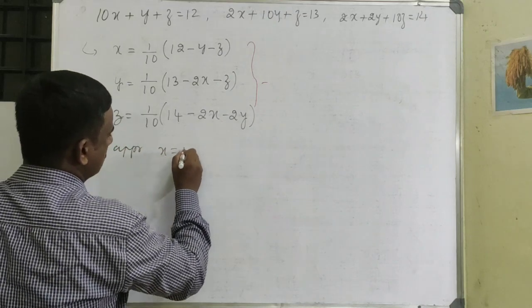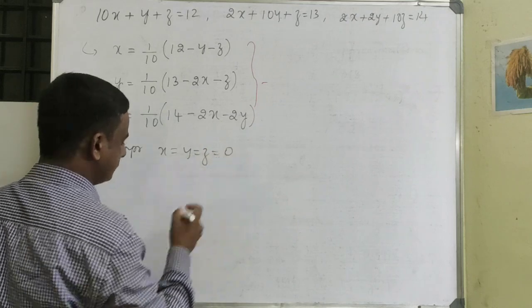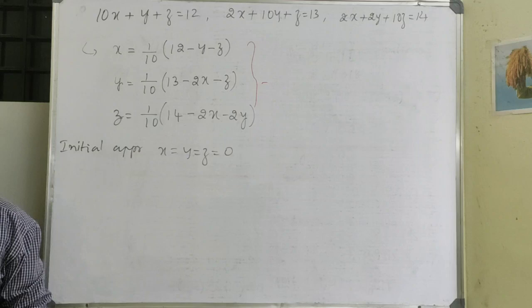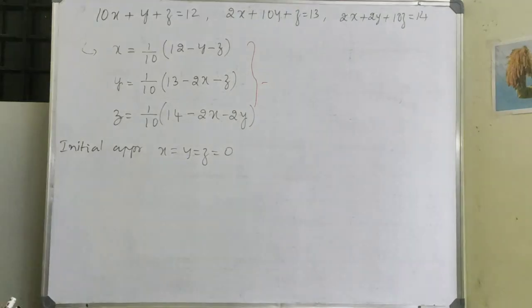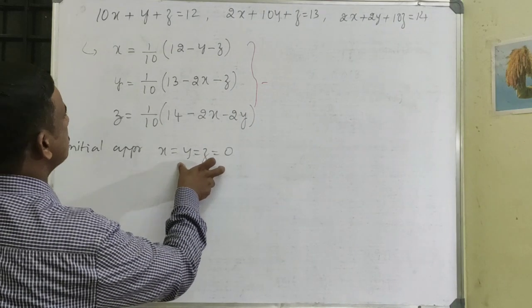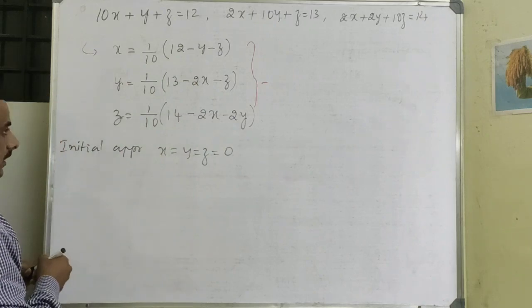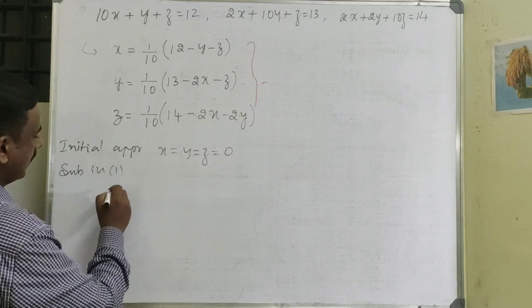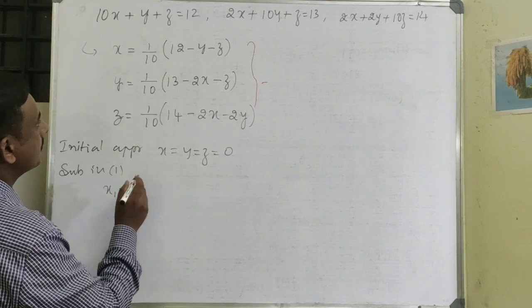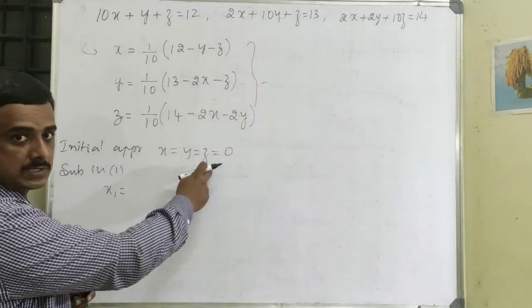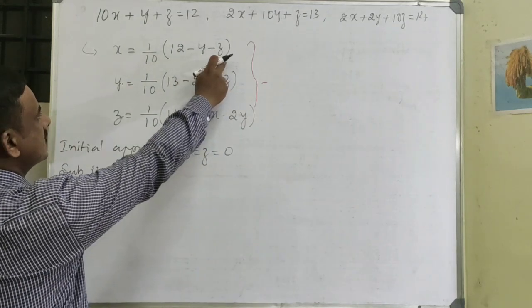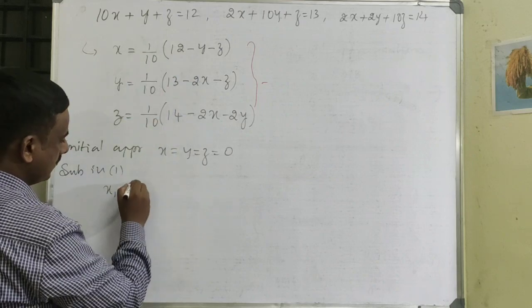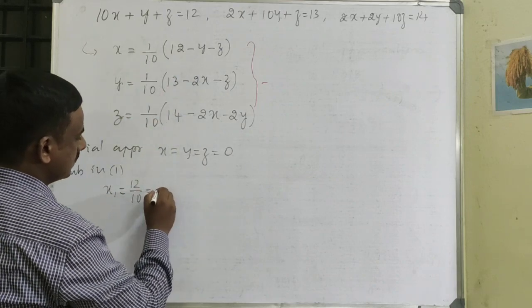That is x equal to y equal to z equal to 0. You have to choose x equal to y equal to z equal to 0. So after choosing that, substitute this value here. Then you will get, substituting in 1, x1 equal to, I have to take y equal to z equal to 0. So both y and z are 0 means you get x1 equal to 12 by 10, that is 1.2.